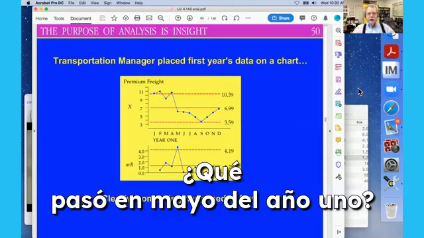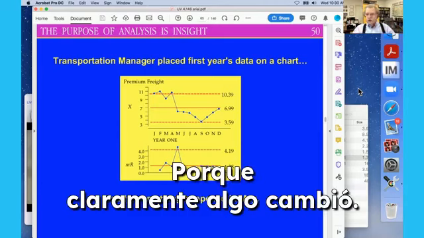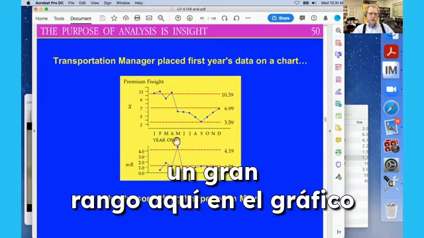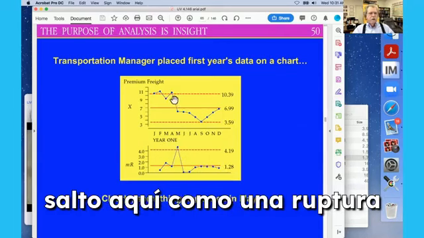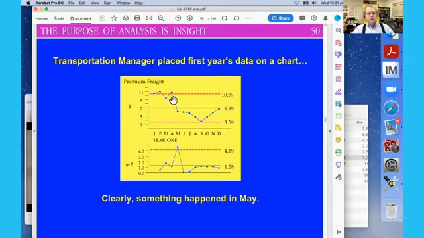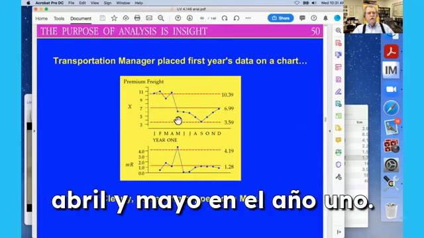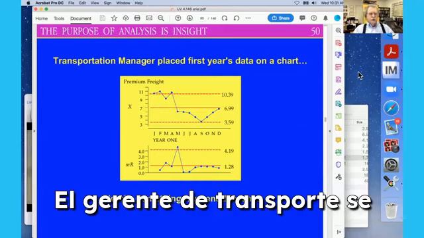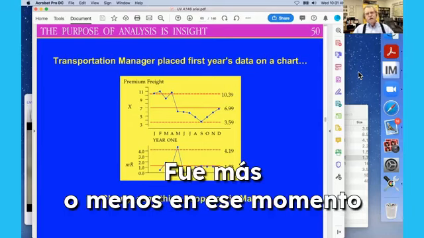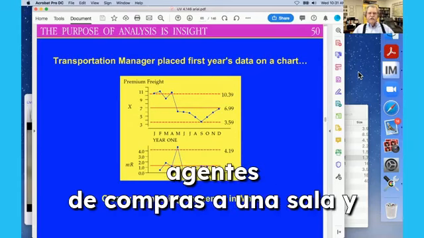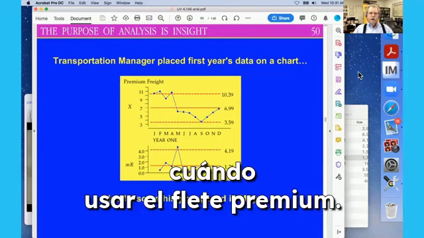What happened in May of year 1? Because clearly something changed. See, a big range down here on the moving range chart identifies this jump up here as a break in the time series. So there was a change between April and May in year 1. So the transportation manager kind of scratched his head and said, May of year 1. That's about the time we called all the purchasing agents into one room and gave them new guidelines on when to use premium freight.